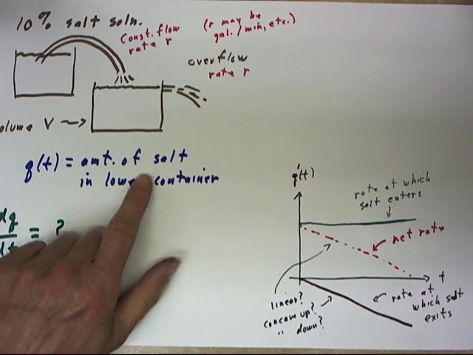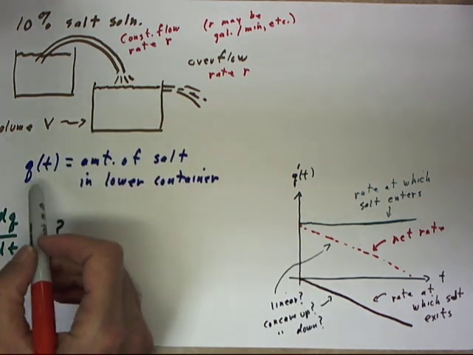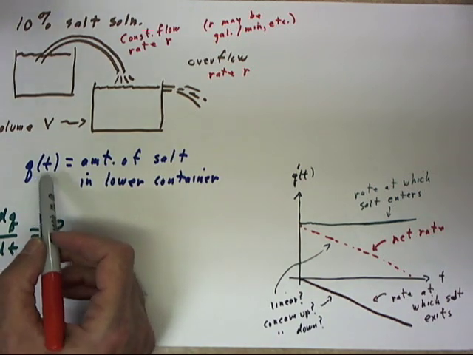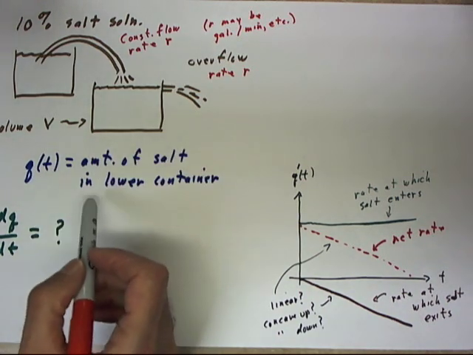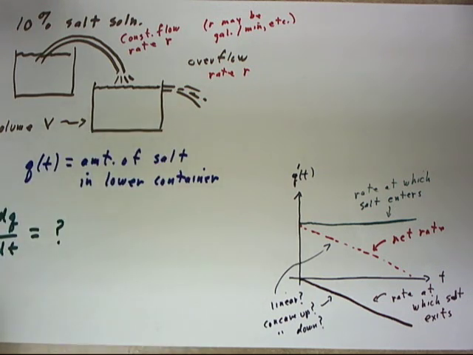Let Q of T be the amount of salt in the lower container. We want to set up a differential equation that allows us to determine Q of T as a function of T. The quantity of salt in the lower container is a function of T.